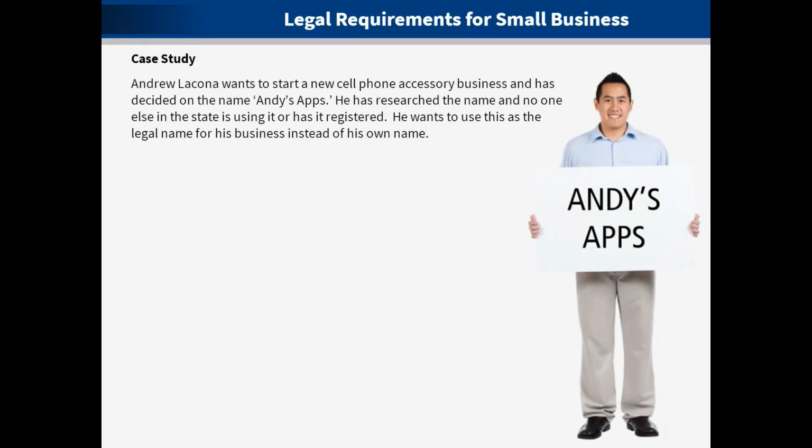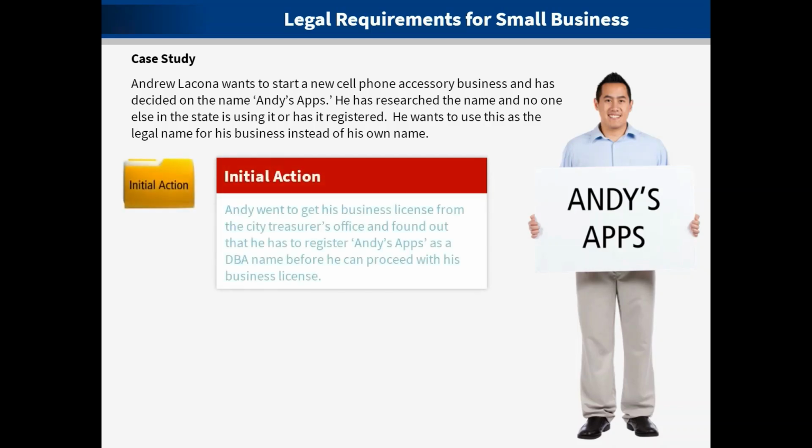Andrew Lacona wants to start a new cell phone accessory business and has decided on the name Andy's Apps. He has researched the name and no one else in the state is using it or has it registered. He wants to use this as the legal name for his business instead of his own name. Andy went to get his business license from the city treasurer's office and found out that he has to register Andy's Apps as a DBA name before he can proceed with his business license.